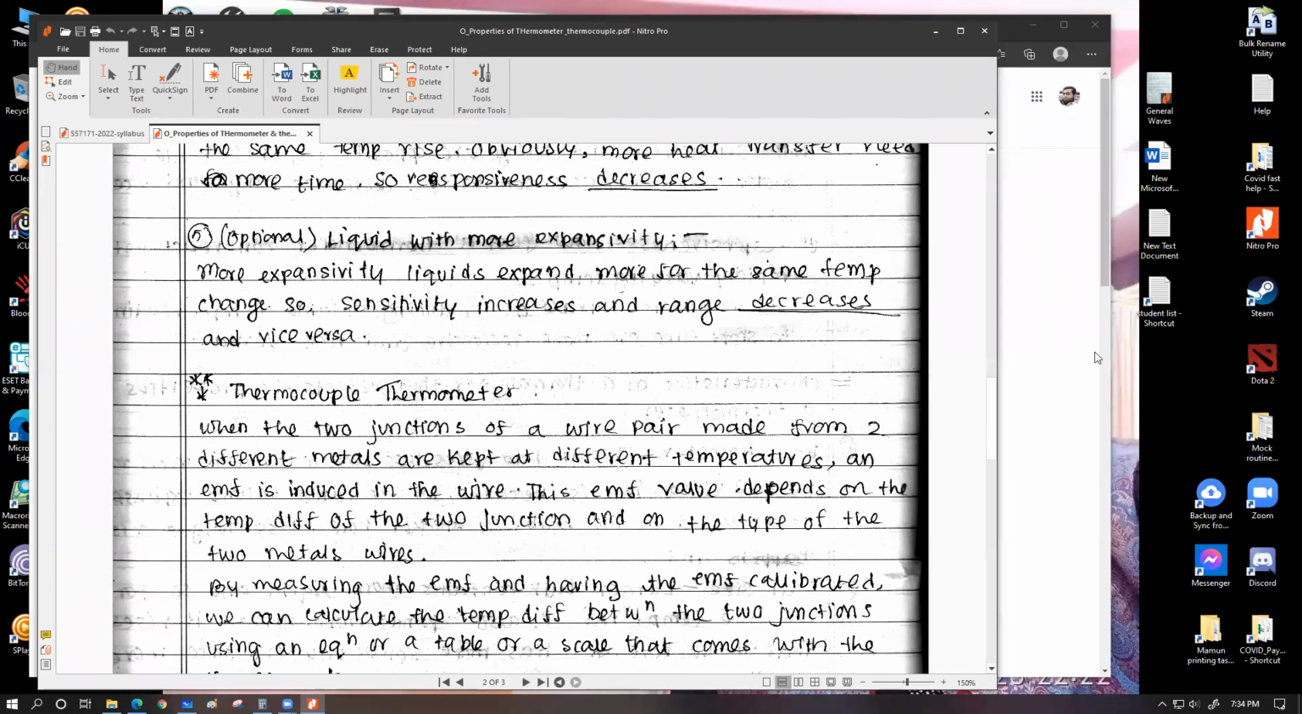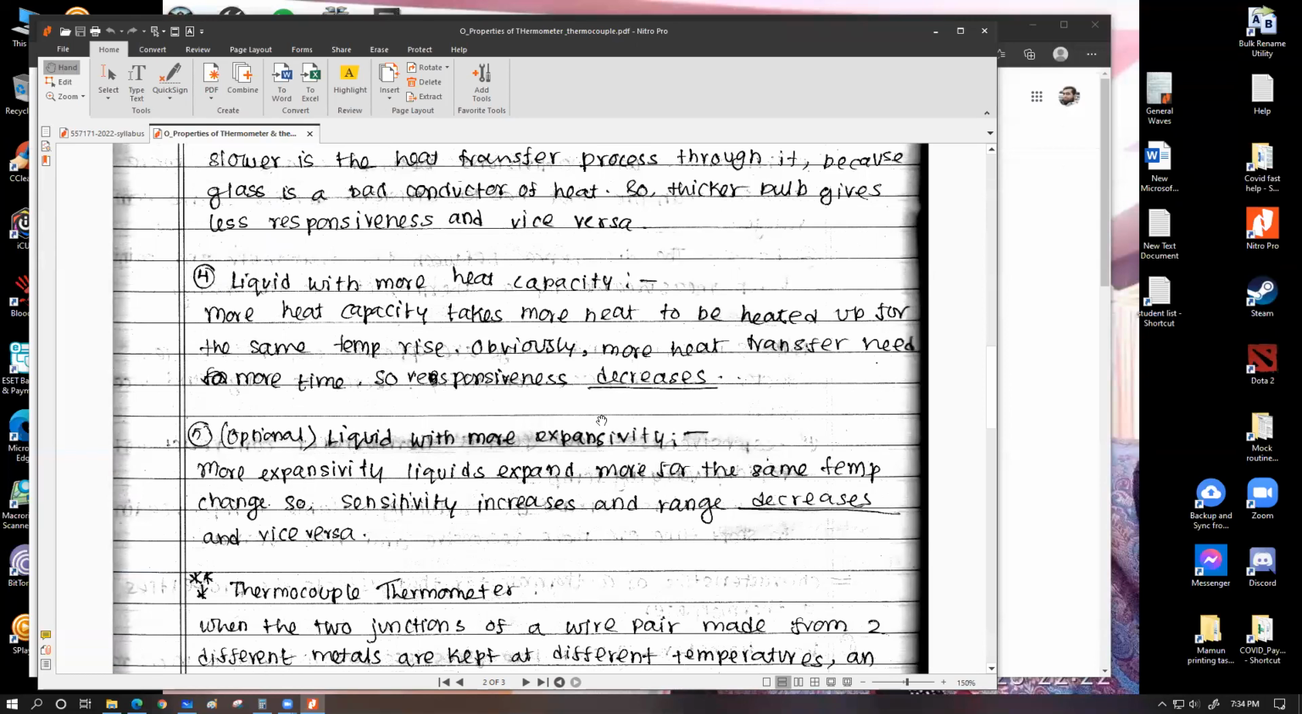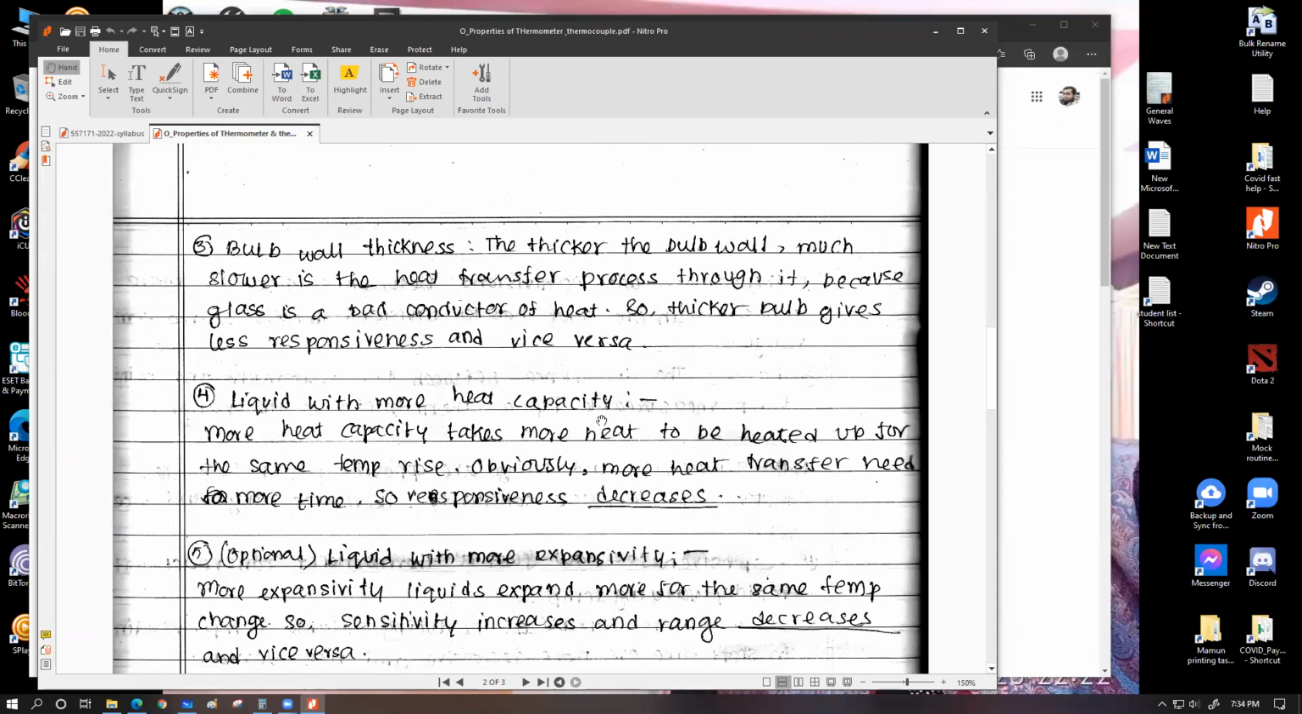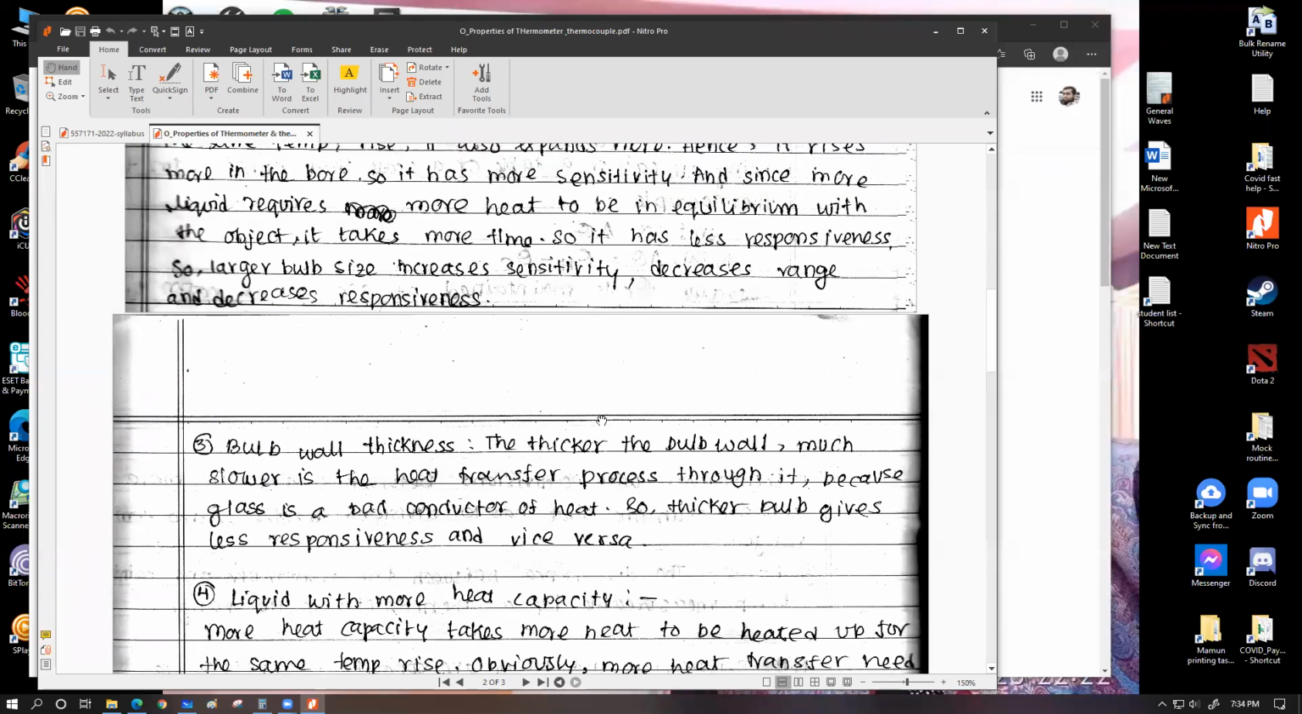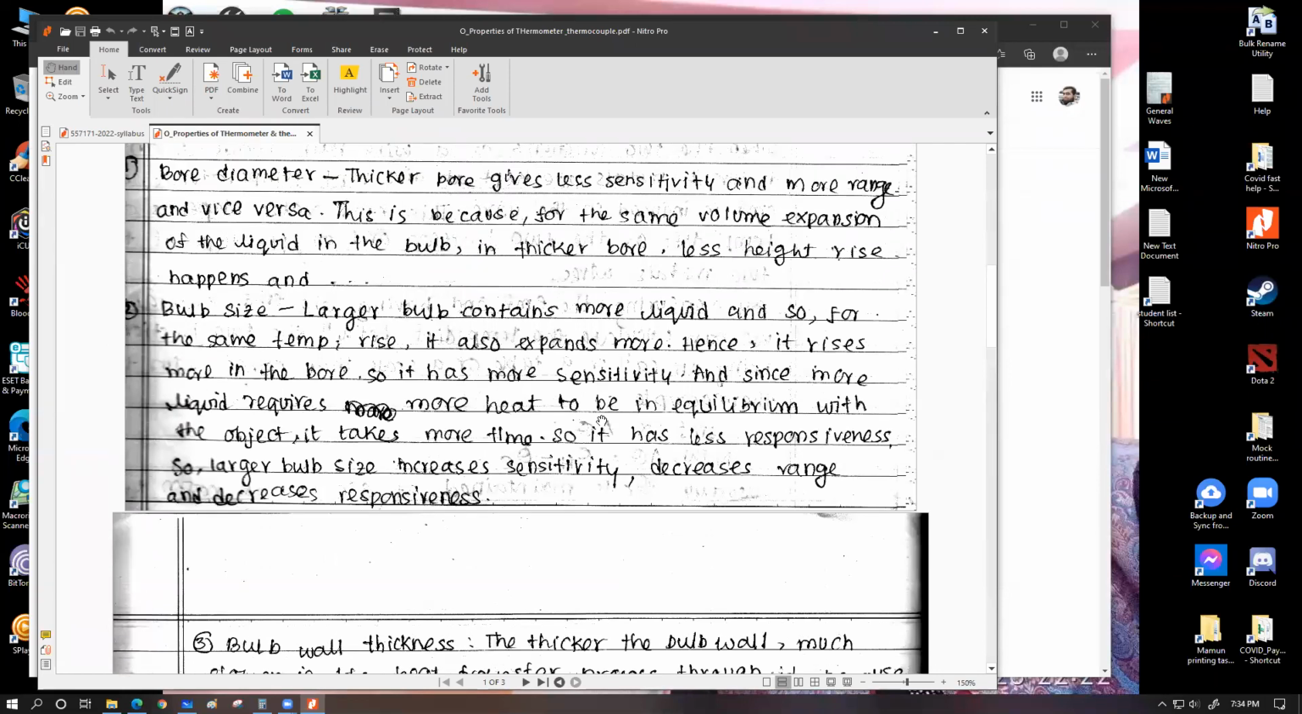Sir, you say that whenever we are changing, for example, when we are increasing the sensitivity, the range is decreasing automatically. So which is more preferable by the consumers, like a more sensitive thermometer or a thermometer with more range? This is a very, very nice question. I'll answer this question in detail, but pretty fast because we're pretty much over time.